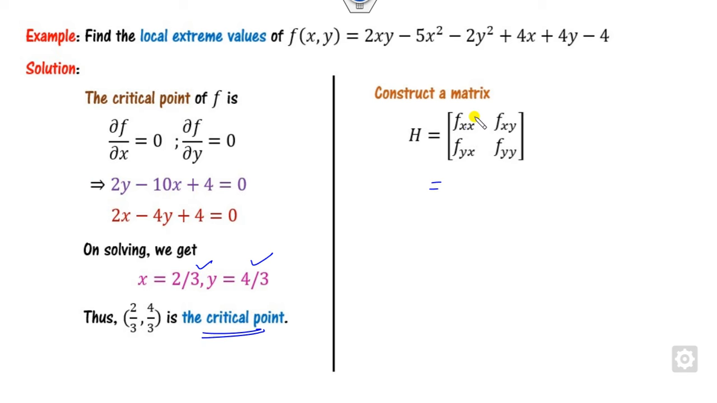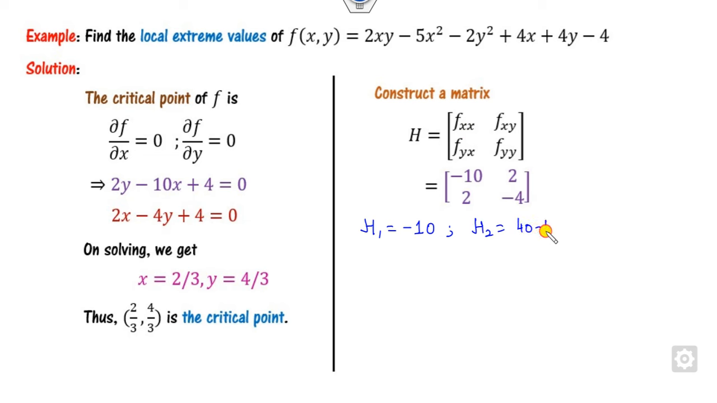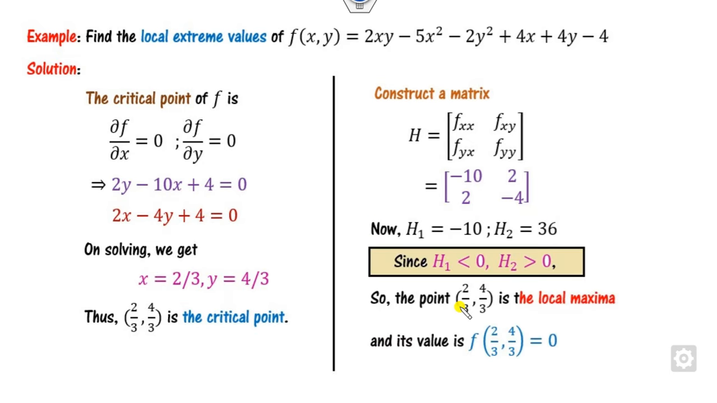Now you can substitute this value in h. What is the value of h1? The first determinant is minus 10. h2, the determinant of this, is 40 minus 4, that is 36. This clearly says that h2 is greater than 0 and h1 is less than 0. Since it is less than 0, it's a point of local maxima. Once it's a point of local maxima, you can substitute the value here. You will get the local value as 0.